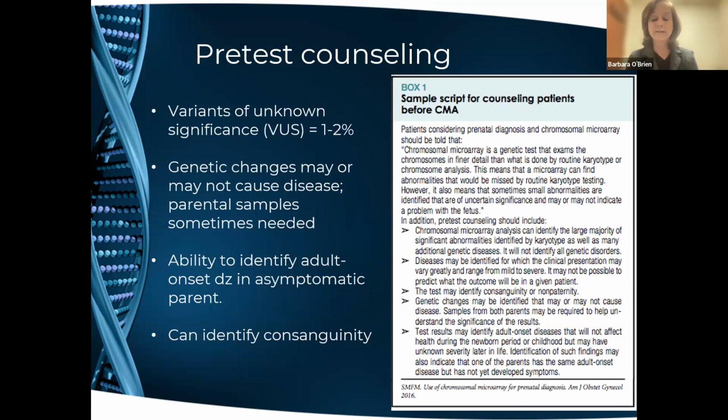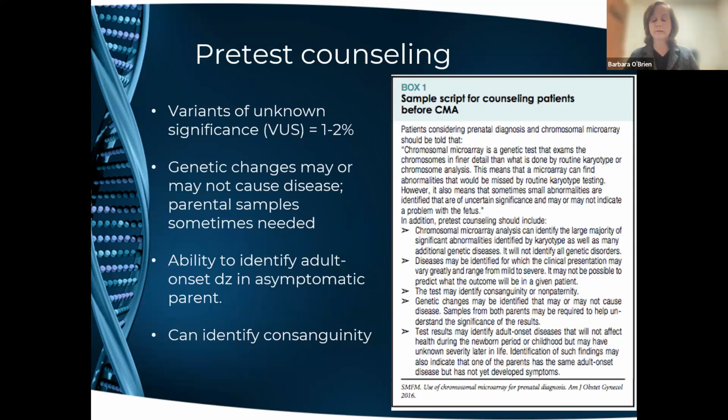Basically, it says that chromosome microarray is a genetic test that examines chromosomes in finer detail than what can be done by a routine karyotype or chromosome analysis. This means that a microarray can find abnormalities that would be missed by routine karyotype testing. However, it also means that sometimes small abnormalities are identified that are of uncertain significance. Those are the copy number variants of undetermined significance, and may or may not indicate a problem with the fetus.